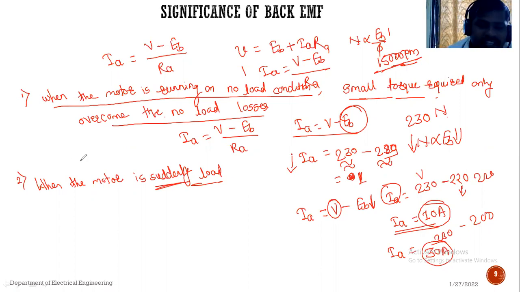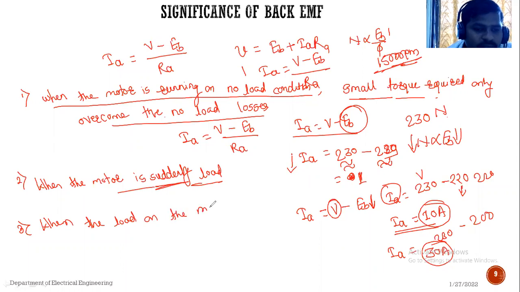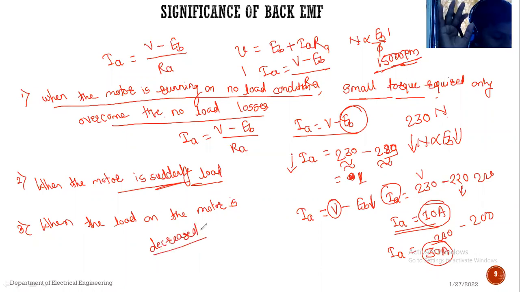Okay, and the third significance is that when the load on the motor suddenly decreases. हा सडनली लोड दिलेला आहे आणि या कंडिशन मध्ये सडनली डिक्रीज करतोय म्हणजे आपण अचानक डिक्रीज करतो. When the load on the motor is decreased, सांगा आता काय इफेक्ट होईल? मोटरचा लोड डिक्रीज होतोय. व्हॉट इज द इफेक्ट? काय होईल? पहिला इफेक्ट लोड डिक्रीज झाला सडनली. फर्स्ट इफेक्ट काय?